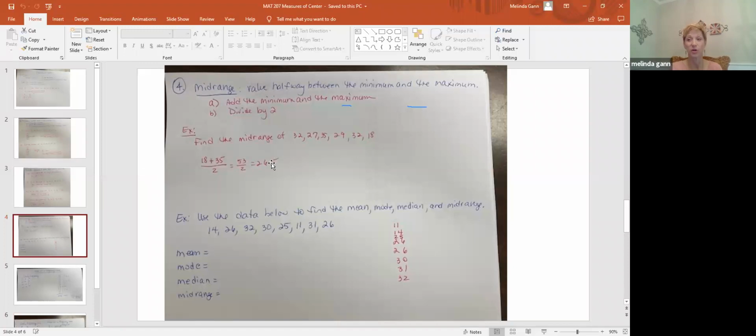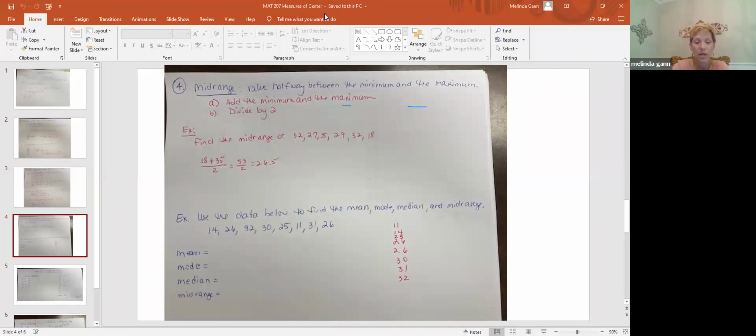Mode is the one that occurs most often. All right. Median is you put them in order and you grab the middle number. And mid-range only uses 2 values, the smallest number and the biggest number. You add those 2 and divide by 2. Okay. So kind of try this one down here.